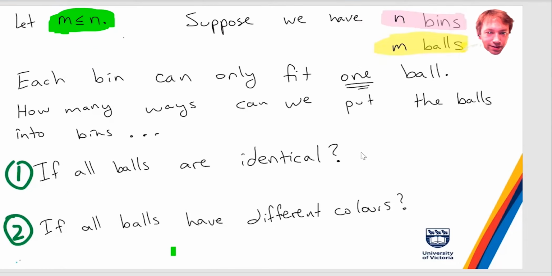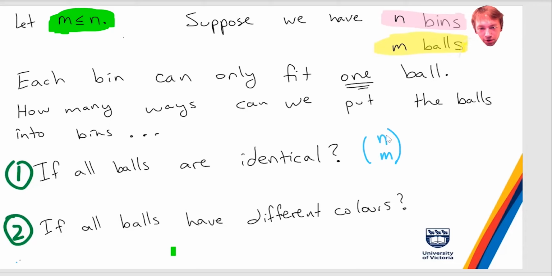Let's think about it. If all the balls are identical, then really all you're doing is choosing m bins. Because if you choose m bins, you just put 1 ball in each, and you can't tell the difference, so it doesn't matter which ball you put in them. And conversely, if I put balls into bins, that's the same as choosing those bins. So yes, the first answer is n choose m.